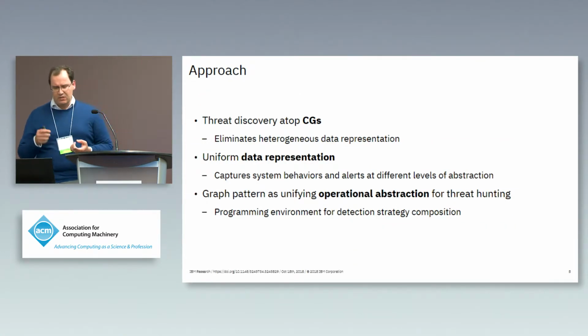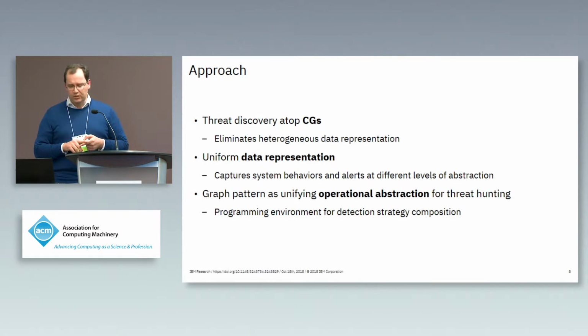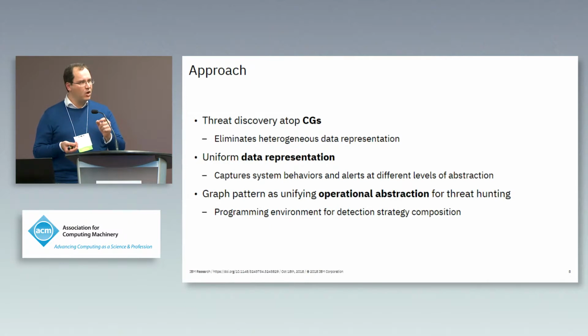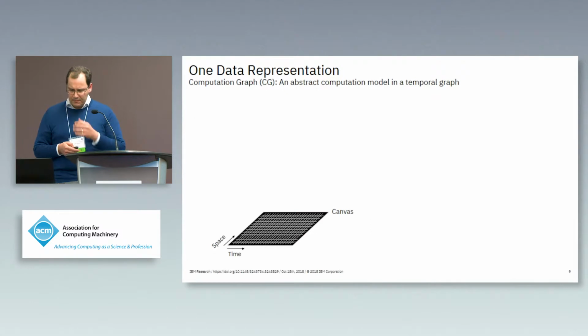So the approach is basically this: converting threat discovery into a computation on top of CGs, which basically eliminates data heterogeneity. By providing this uniform representation, we can capture behavior and alerts at different levels of granularity, as I'm going to show you, from process level, host to network level. But also, by providing this data representation, now we can have a single operational approach on top of it, which basically reduces to writing patterns that are matched against those computational graphs. So it's a different way of thinking about the problem.